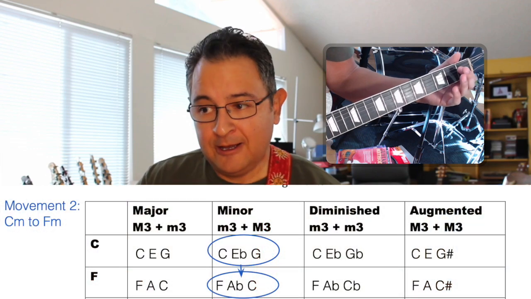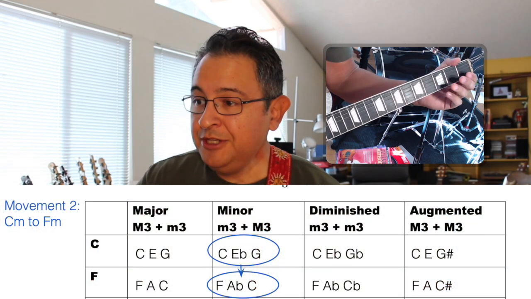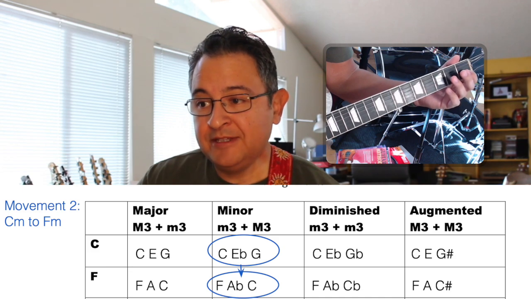So for these examples, I actually prefer my second option, where I go up the middle 4 strings for a bit and then do the remaining on the higher 4 strings. So movement 2 will be C minor to F minor. So the E flat on C minor can go up a whole step to F, and the G can go up a half step to A flat. Here we go.